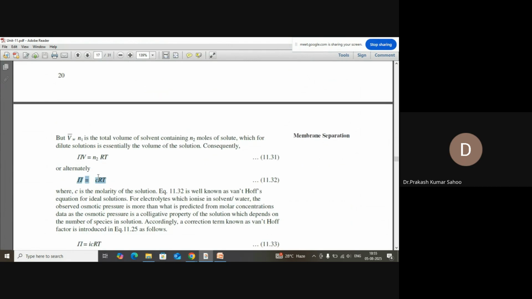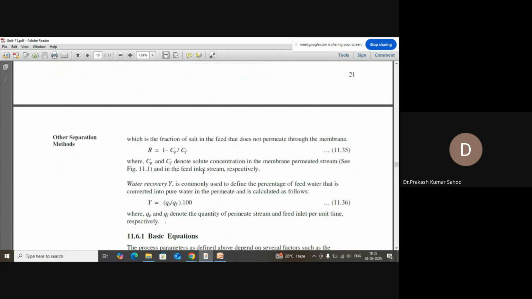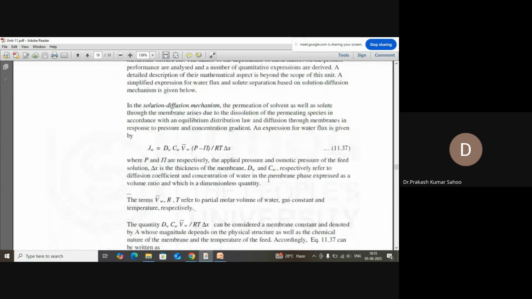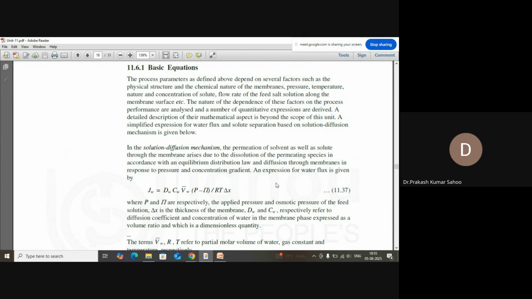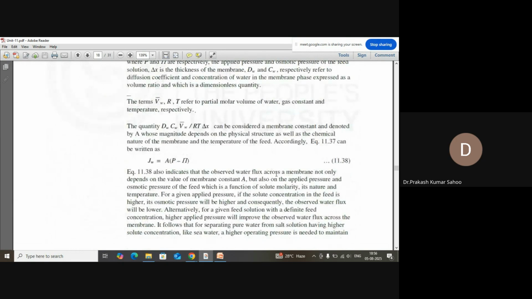where C is the concentration of the solution and n is the number of moles. Reverse osmosis we have already discussed. Reverse osmosis is the movement of solvent particles from higher concentration to lower concentration. Accordingly, the equations are made. The basic equation is the process parameter for the solution diffusion mechanism, where this is the water flux, and these are the parameters multiplied and divided by RT by delta X.